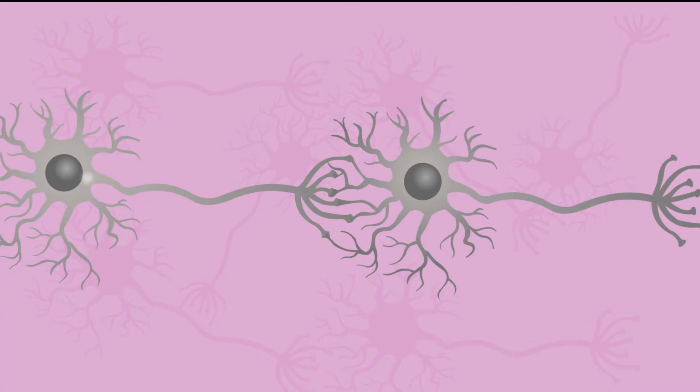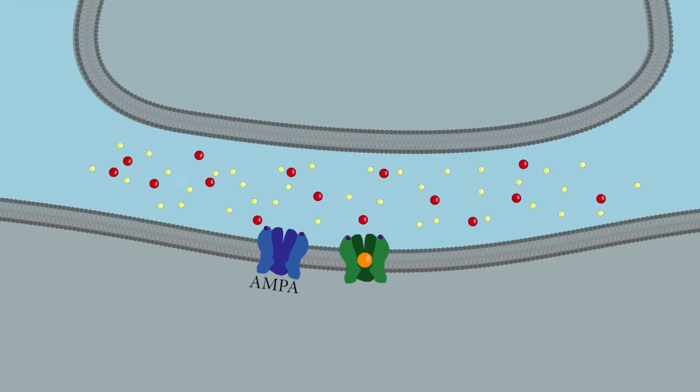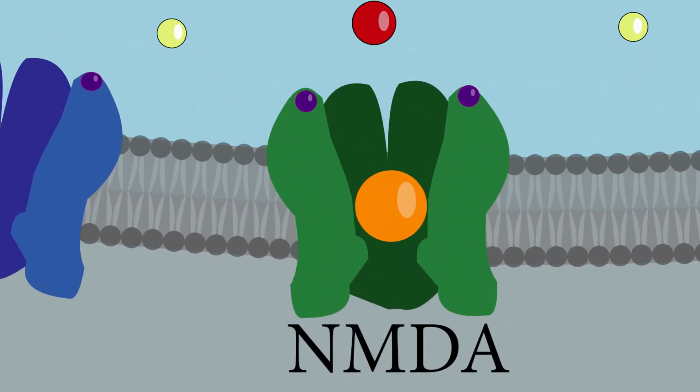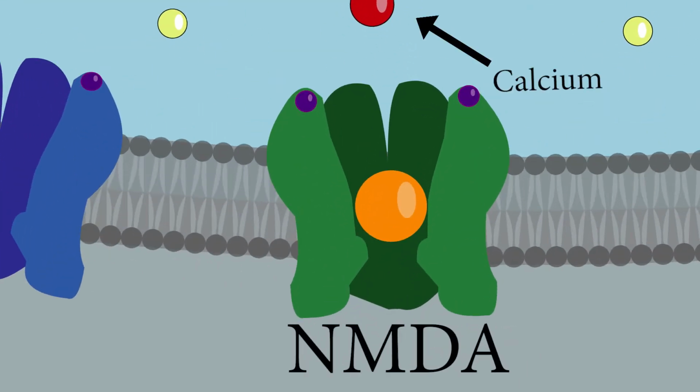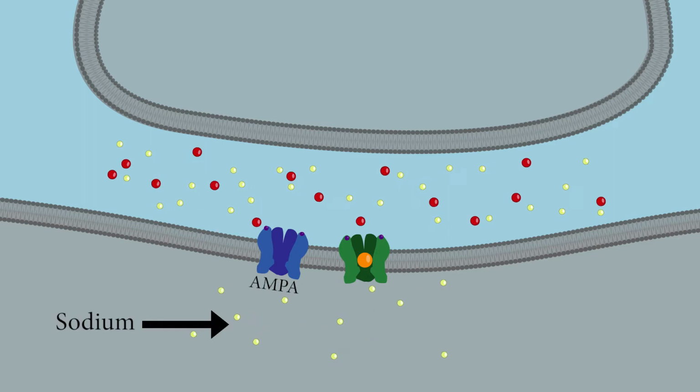Normally, when a signal called an action potential reaches the synapse, glutamate is released from the presynaptic neuron. This glutamate opens AMPA and NMDA receptors in the postsynaptic neuron. NMDA receptors, permeable to calcium, don't let any ions through because of a magnesium blockage. AMPA receptors allow sodium ions into the cell, which, depending on the amount, may or may not be enough to cause the postsynaptic neuron to fire an action potential of its own.